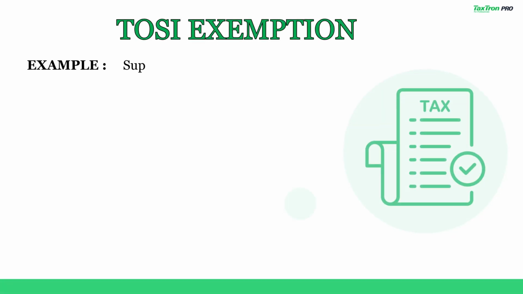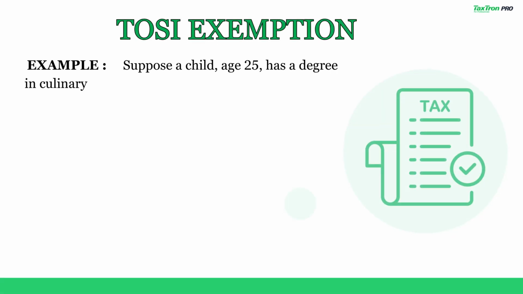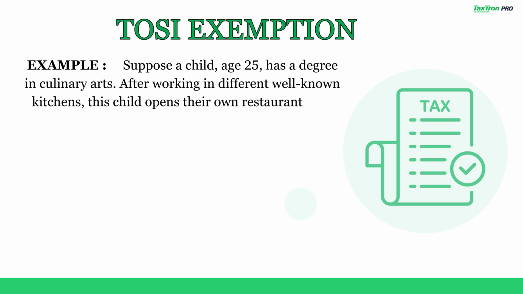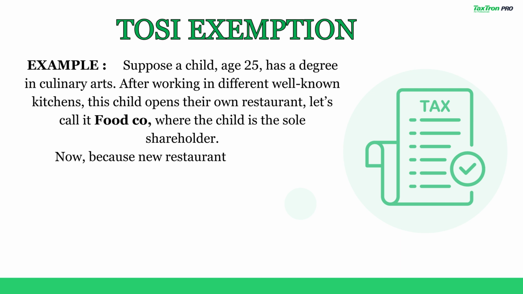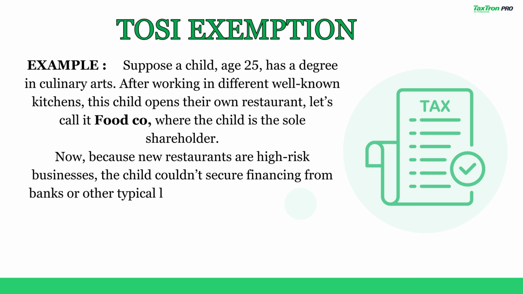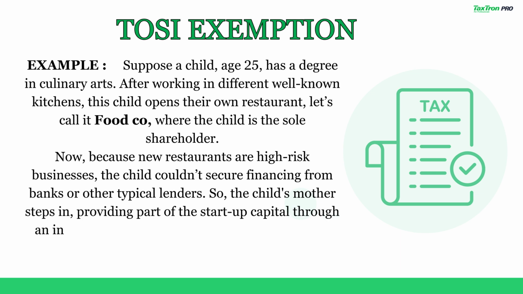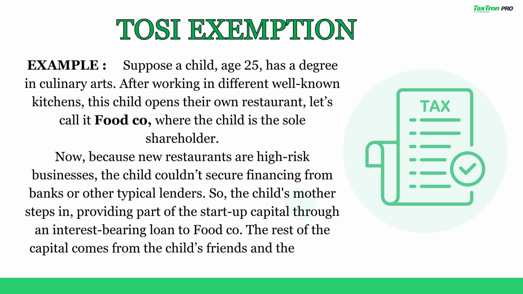Let me take a real-life example. Suppose a child, age 25, has a degree in culinary arts. After working in different well-known kitchens, this child opens their own restaurant, let's call it Foodco, where the child is the sole shareholder. Now, because new restaurants are high-risk businesses, the child could not secure financing from banks or other typical lenders. So, the child's mother steps in, providing part of the startup capital through an interest-bearing loan to Foodco. The rest of the capital comes from the child's friends and the child's own savings.